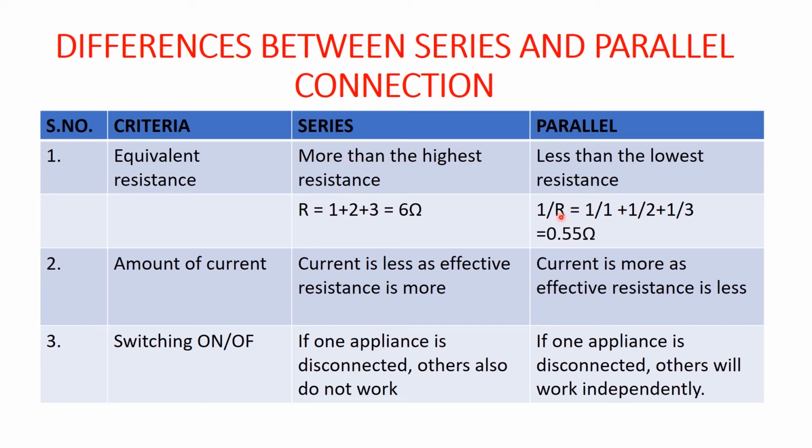Next, ஒரு parallel connectionல we know the formula for equivalent resistance is 1 by R is equal to 1 by R1 plus 1 by R2 plus 1 by R3 if there are 3 resistors. Now let us take R1 is 1, R2 is 2 and R3 is 3. So 1 by R is equal to 1 by 1 plus 1 by 2 plus 1 by 3. Now if we calculate, we find that it is 0.55 ohm. So this will be lesser than the lowest of the individual resistors.